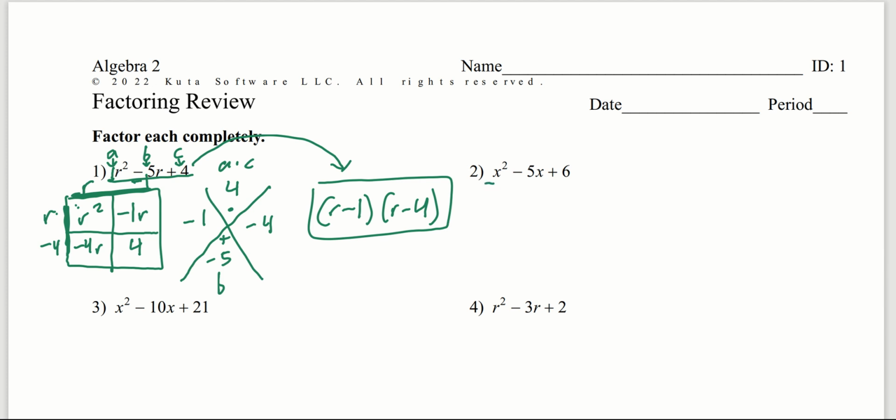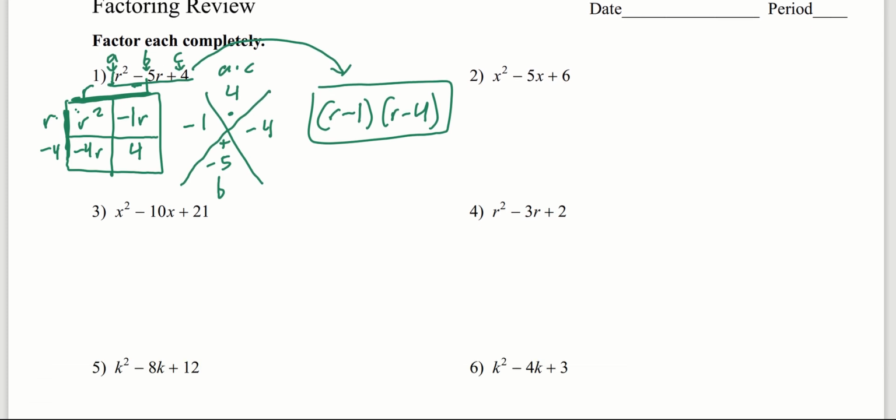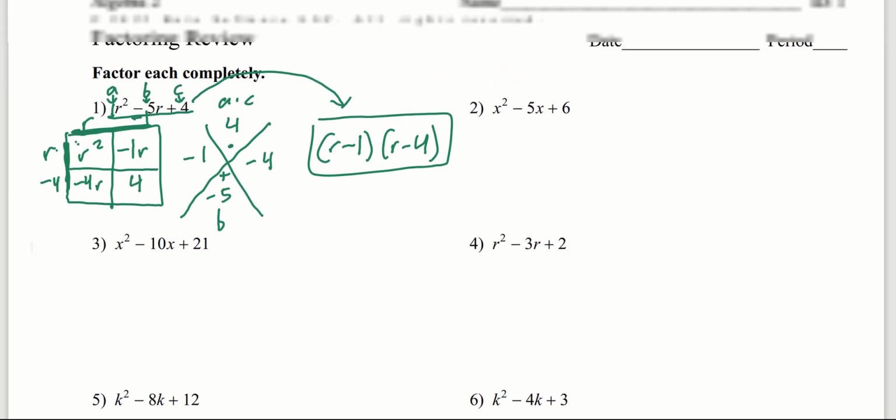If you can look at a quadratic like this and understand how to get the two values that come from it, feel free to just write that answer if you can do that in your head. Okay, so that is number one.